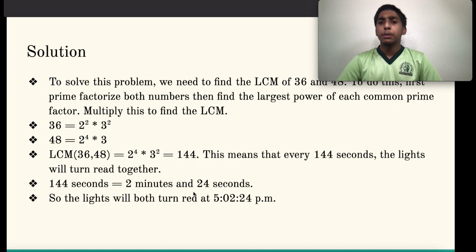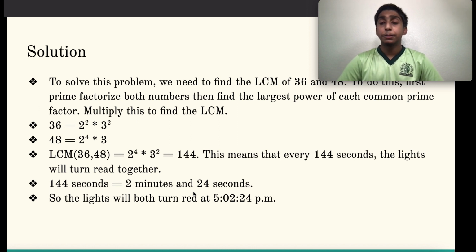Okay, to solve this problem, we need the LCM of 36 and 48. To do this, first prime factorize both the numbers and then find the largest power of each common prime factor. Multiply this to find the LCM. So this is one quick trick you can use to find the LCM.